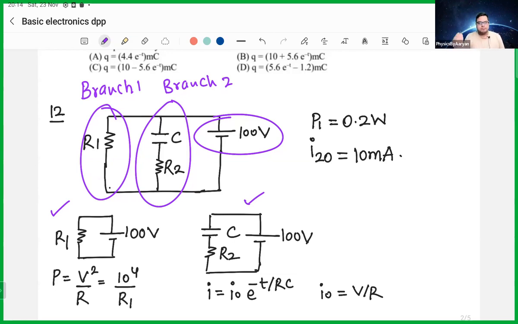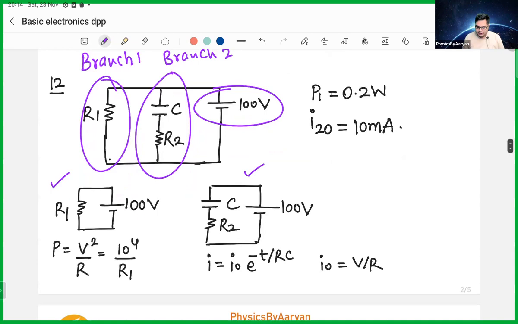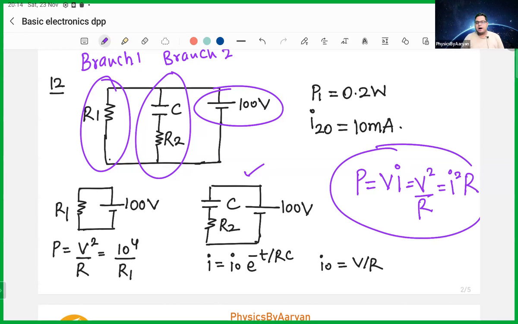The first circuit is a very simple circuit. It's just a battery connected to a resistance. So what is the power in a resistance? Power in a resistance has a formula, voltage into current, right? Or V square by R or I square R. I hope that you know this formula from basic electronics, that the power dissipated around the resistor is VI or V square by R or I square R.